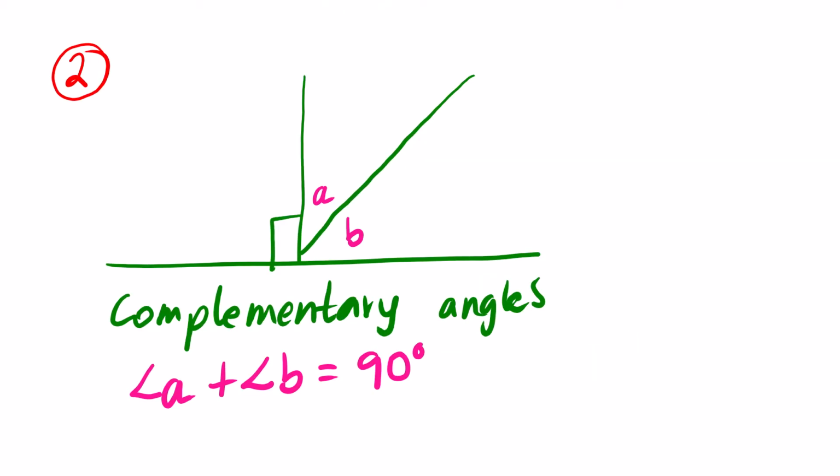Our next type of angle is complementary angles. It's similar to the previous one, but complementary angles sum up to 90 degrees. If you can check, we have 90 degrees here. So basically this angle plus this one should give us 90 degrees. Then we say the two angles are complementary. Remember, 180 is supplementary, 90 is complementary.